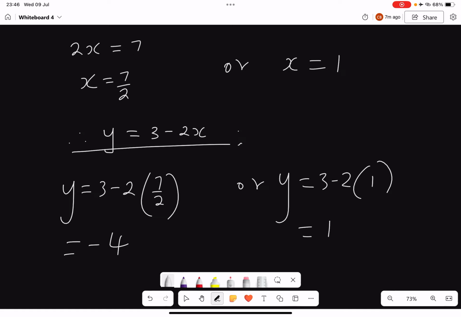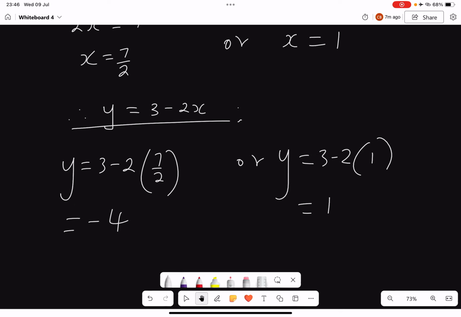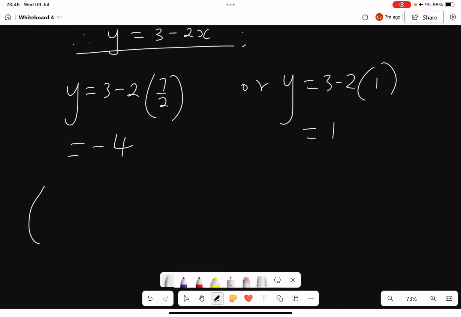All right. And some people prefer to write it in coordinate form, which is going to be (1, 1), and you must always put "or", (3.5, -4). If you want to, you can say (7 over 2, -4). Right, you get it, ladies and gentlemen.